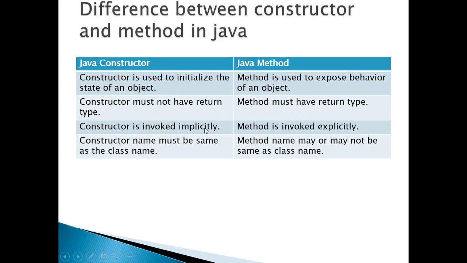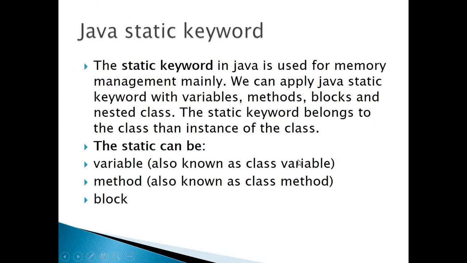A constructor is invoked implicitly, which means you are not calling it; you are creating the object and that calls the constructor. A method is invoked explicitly, which means if you want to call the method, you have to call it. The constructor name must be the same as the class name, while a method may or may not have the class name. So those are the main differences between a constructor and a method.